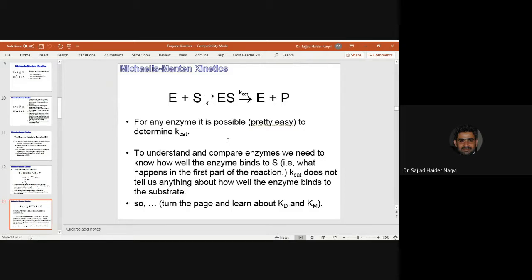So in this case, we have to go back and see what K1 and K minus 1 were, from which we got the KD and KM here, and we have to understand the importance of those as well. That means, in order to understand a couple of important things, we cannot ignore the first part. The first part means the formation of the enzyme substrate complex. We also want to look at this in order to understand a couple of important aspects of enzyme kinetics.